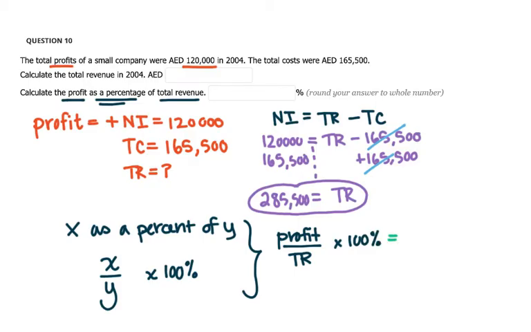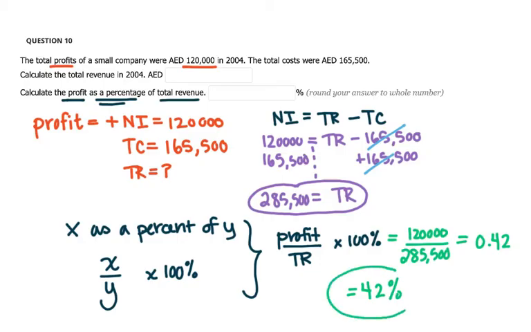So profit in this case, or net income, was 120,000. The total revenue was 285,500. That gives us a decimal of approximately 0.42, which means 42%. So of my total revenue that I collected, all the money I collected from sales, at the end of the day, when I pay my costs, I'll be able to keep 42% of it as my profit.